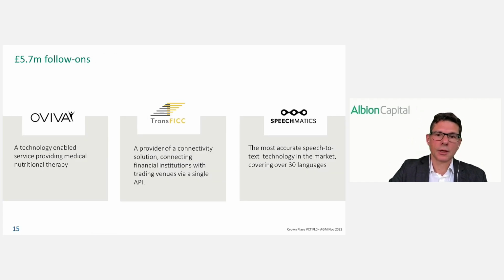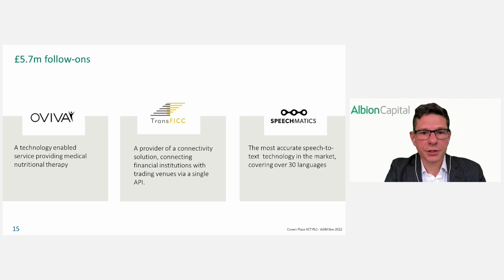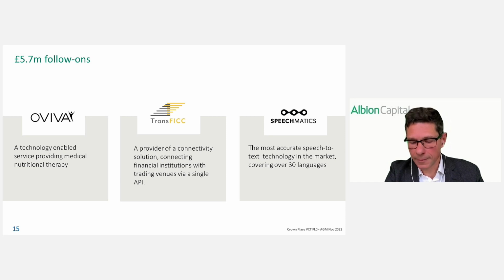Next slide, please. As we mentioned, we expect to continue investing in our portfolio in a number of rounds, and we contributed 5.7 million to follow-on rounds for a number of investments, the top three of which include Oviva, Transfig, and Speechmatics. Oviva is a technology company that works in the medical space, in particular the medical nutritional therapy space. Transfig provides connectivity between financial institutions and their trading venues. And Speechmatics, a company that also presented at our shareholder event, has the most accurate speech-to-text technology in the market, covering over 30 languages with better accuracy and better resolution than its competitors.